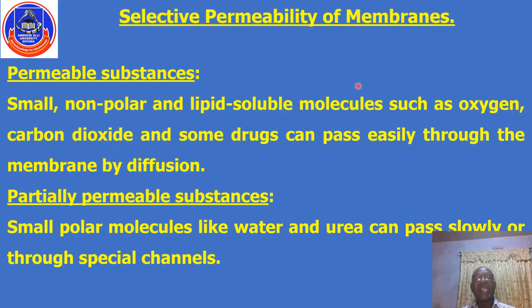Now to selective permeability of membranes. What are permeable substances? Permeable substances to the cell membrane are small, non-polar, lipid-soluble molecules such as oxygen, carbon dioxide, and some drugs that can easily pass through the membrane by diffusion.